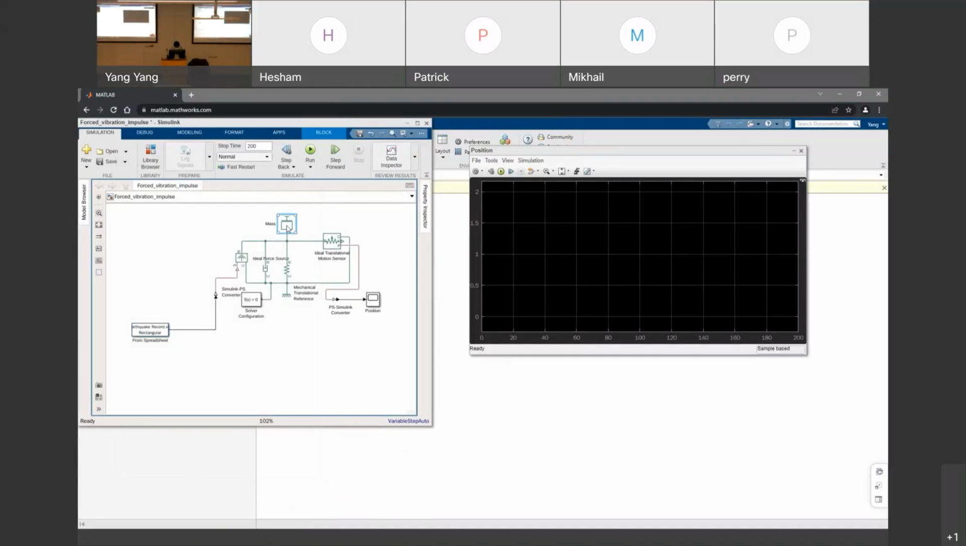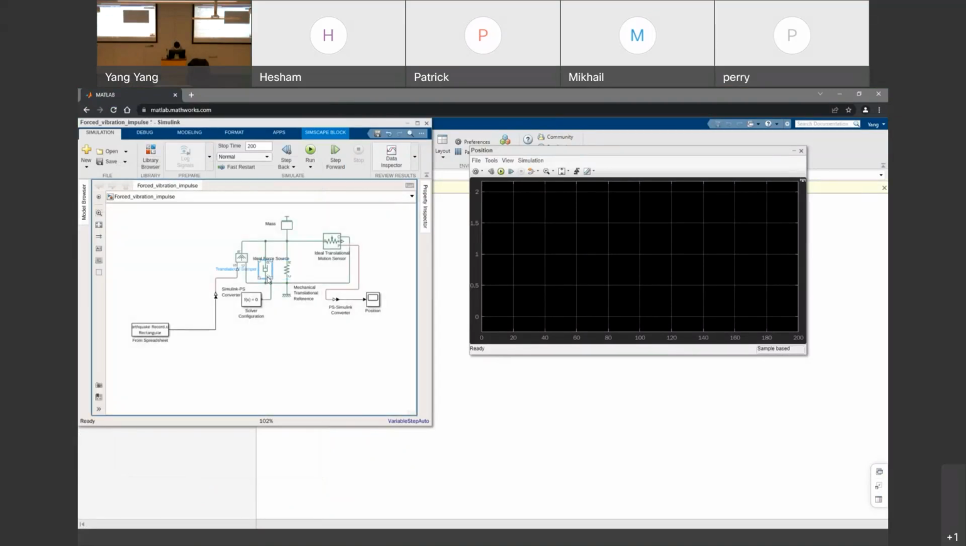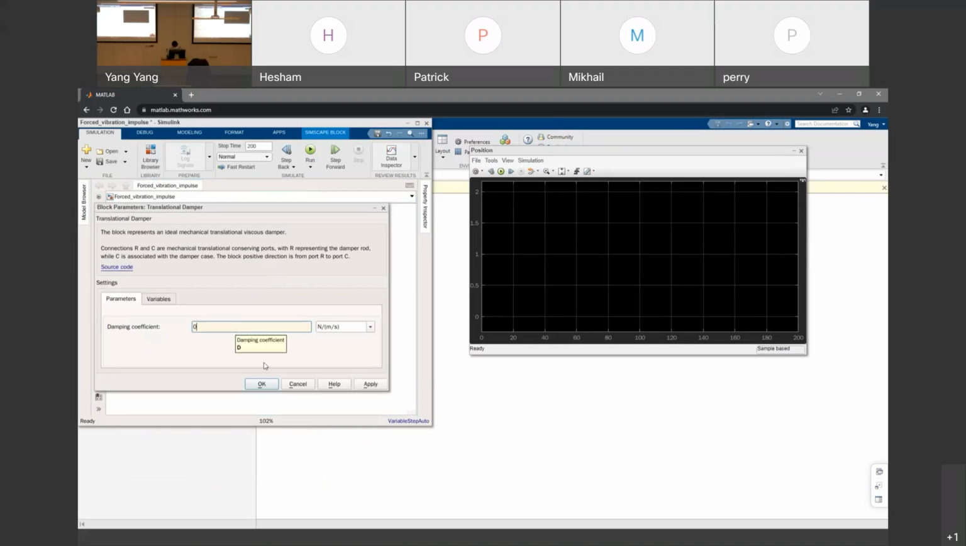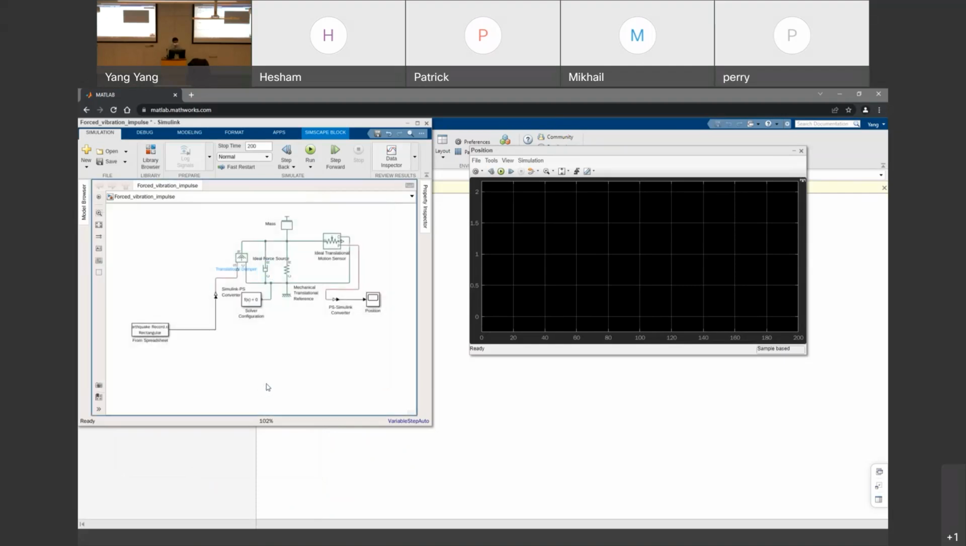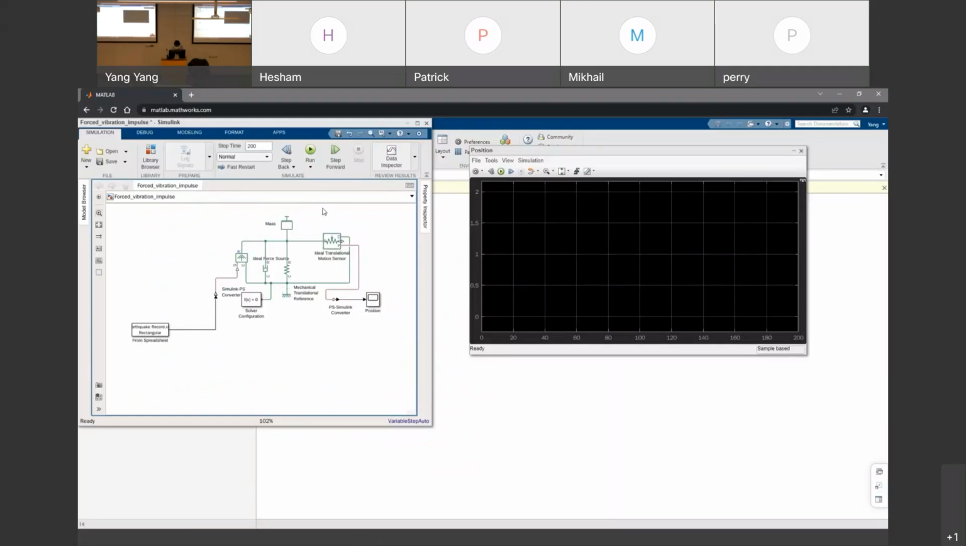The mass is the same, the spring is the same, and for the damping ratio, let's just use a damping ratio equal to 0. Wait, I want to add one more, and one more: exponential, and factorial. Let's see. Are you guys ready? Let's just run it.